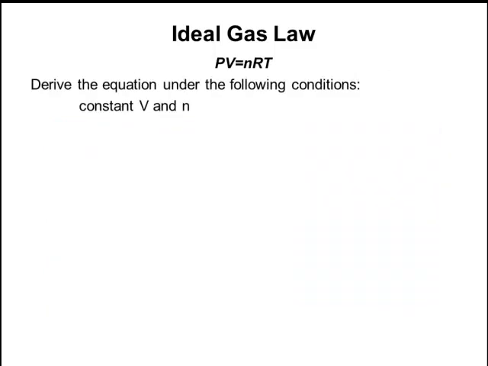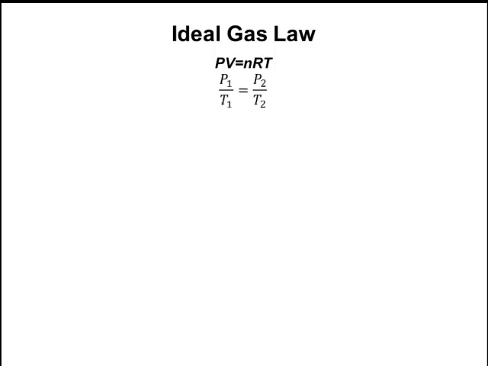All right, let's look at another equation. So constant volume, constant number of moles. Everything is constant on one side of the equation. So I end up with P1 over T1 equals P2 over T2. Okay, so let's look at an example of this.